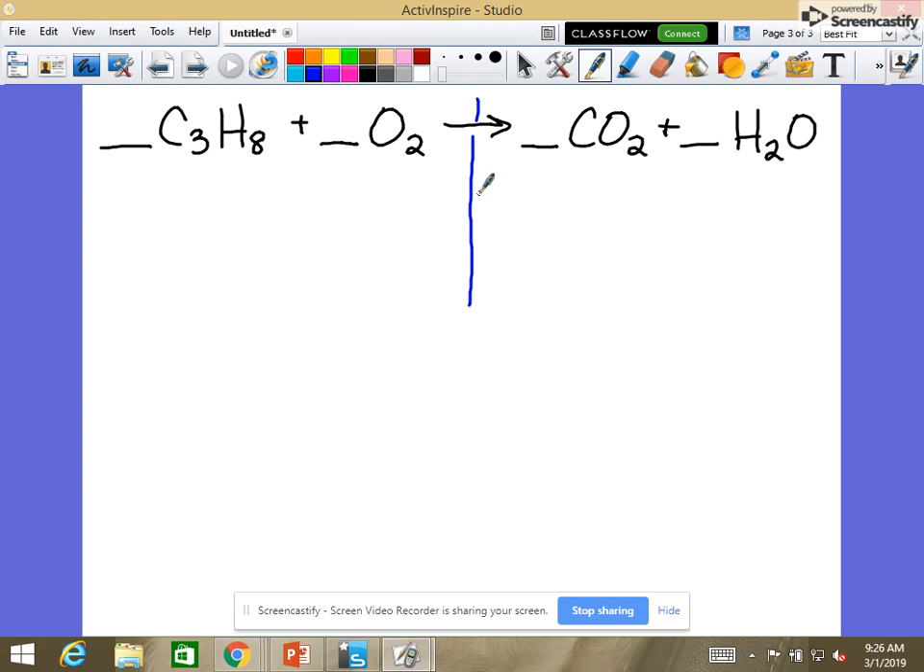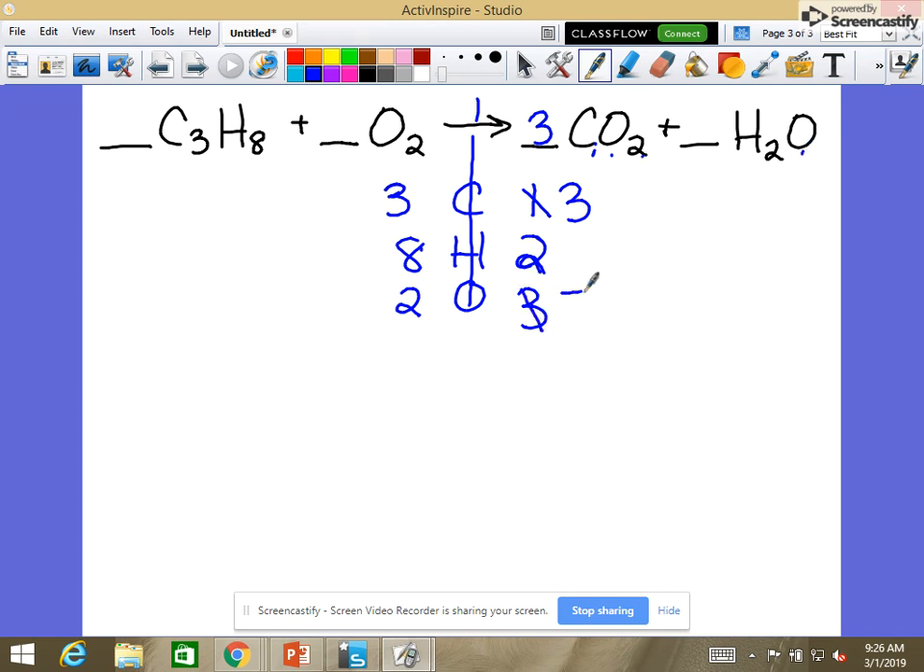My first step is to have a balanced equation, so I'm going to do my CHO. I have 3 C, 8 H, and 2 O's on one side. On the other side, I have 1 C, 2 H's, and 3 O's because I have 2 here and 1 here. I'm just going to start with carbon. If I have 3 on one side, I want to get 3 on the other. So I'm going to add 3 here and have 3 times 1 now gives me 3. But I've also changed my oxygen. So 3 times 2 gives me 6, plus this one over here gives me 7.